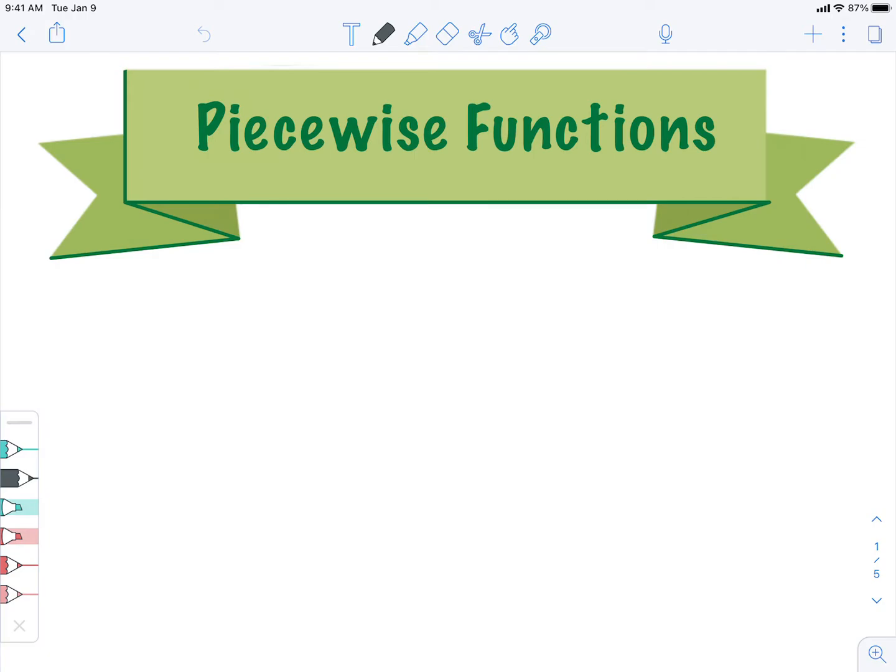So we're talking about piecewise functions, which is just a big fancy math term for saying we're literally going to take pieces of separate functions and graph them together. Kind of makes sense, right? So pieces of functions all graphed together.